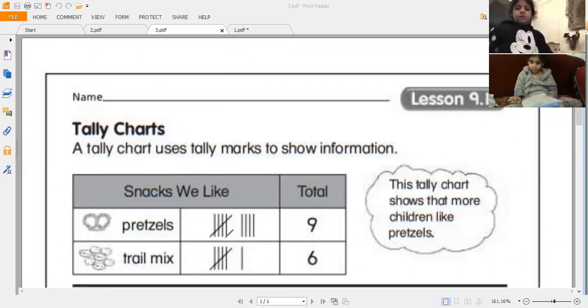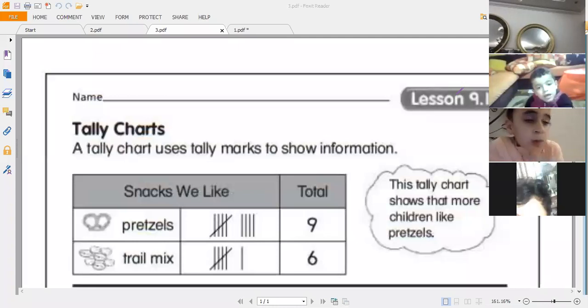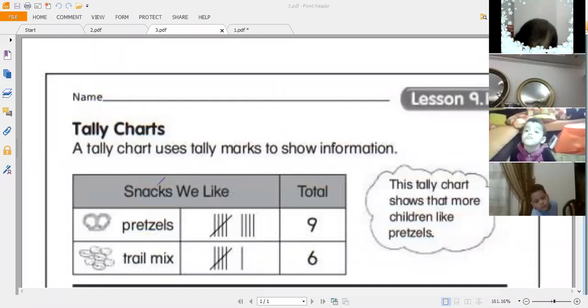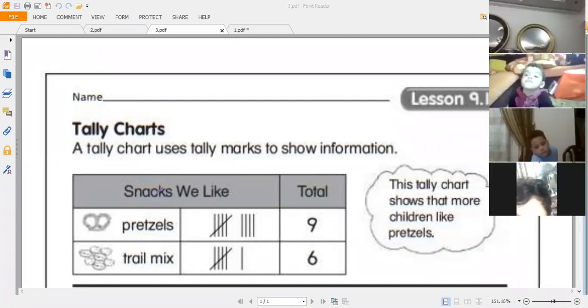We use the tally marks. This tally chart shows that more children like pretzels. Who can tell me the title of this tally chart? Snacks we like. Snacks we like. Okay, why do we call this a tally chart?